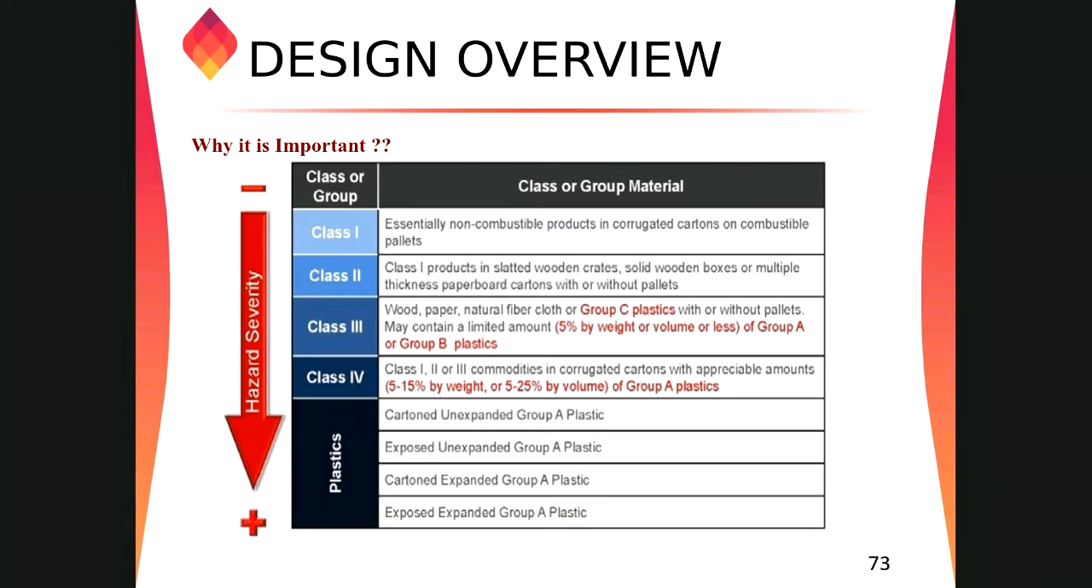And class 3 product we can consider as group C plastics, and class 4 product we can consider as group B plastics. And then we have group A plastics, group B plastics, and group C plastics. So the higher we go, the greater the heat release rate from the fire. So we have to design our sprinkler system based on that.